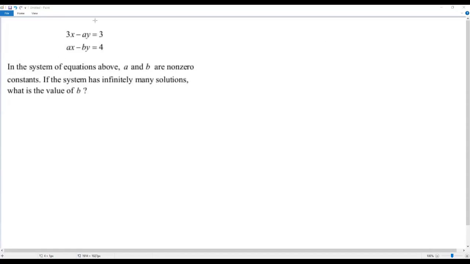Here we have a SAT math problem. Okay, let's go to the question. 3x − ay = 3, ax − by = 4. In the system of equations above, a and b are non-zero constants. If the system has infinitely many solutions, what is the value of b?